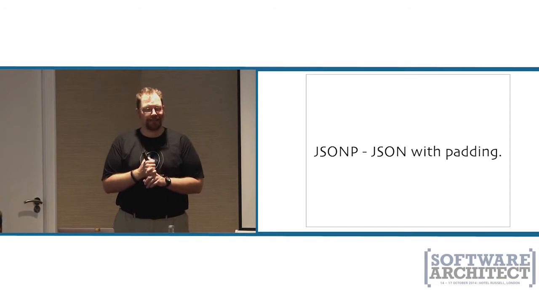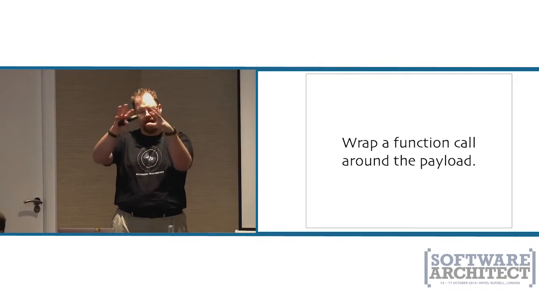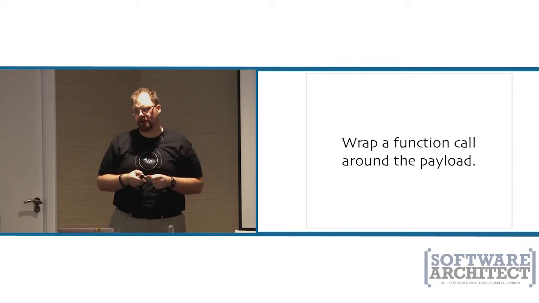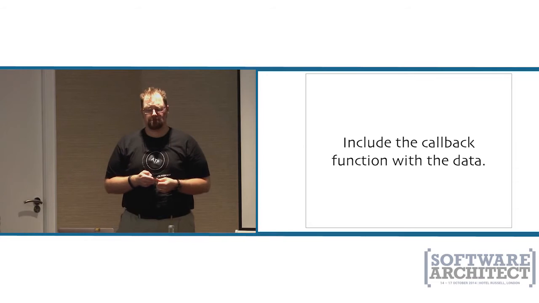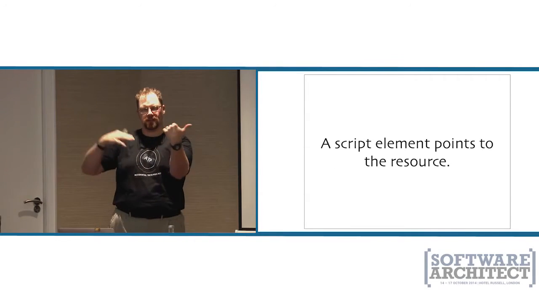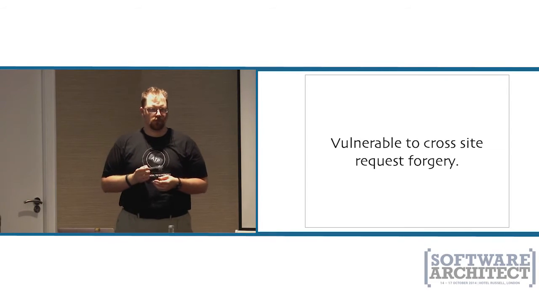Some apps use JSON-P, so that's JSON with padding. Essentially what you do there is instead of going directly after it, you wrap a function call around that payload, so it gets executed when it comes back. That's a little scary. Right? So the callback actually says, here's the function that you should be executing. A script element is pointing to that resource as opposed to just, hey, resource, give me what you got. This is vulnerable. So you do have to be very careful with that. I don't know that that's the most secure thing we have.